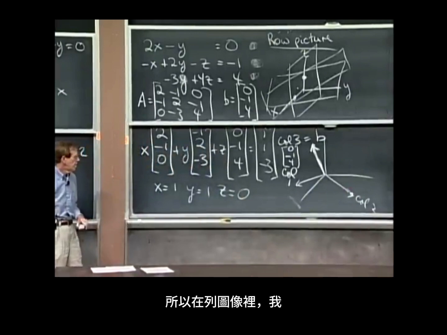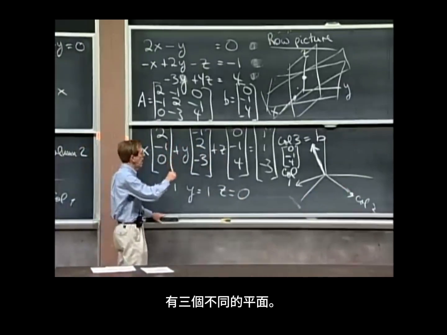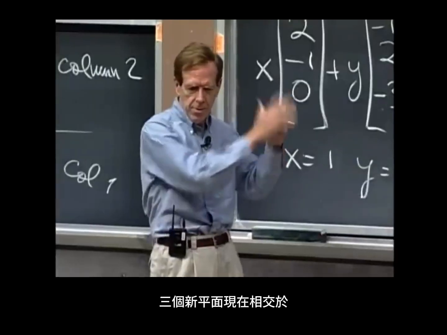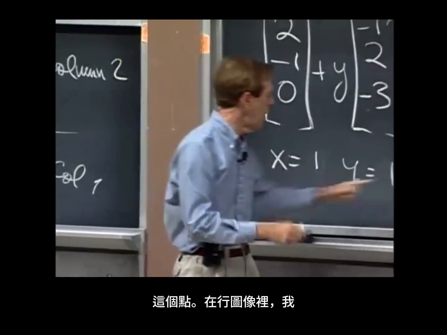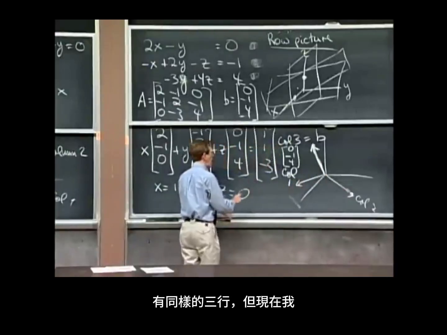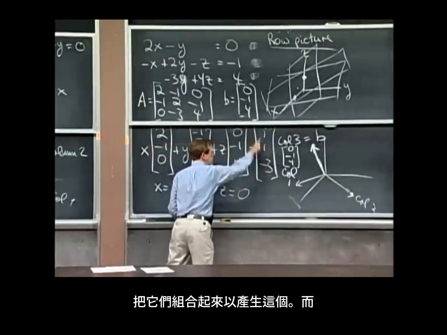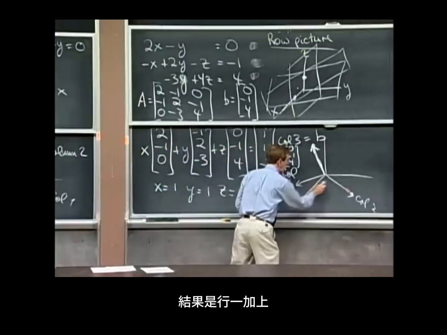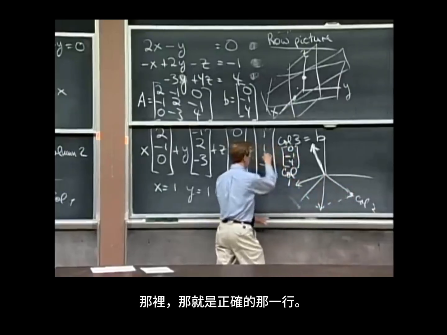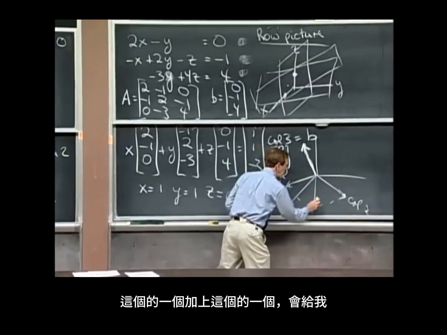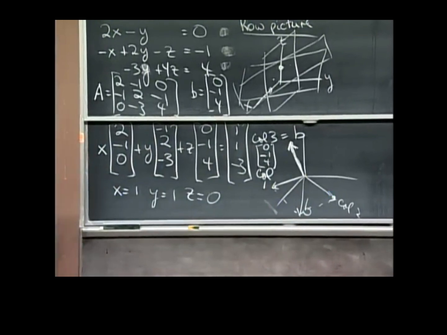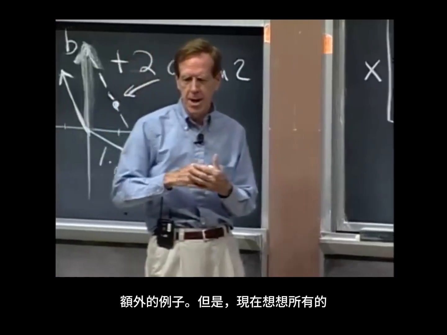Okay. So in the row picture, I have 3 different planes. Three new planes meeting now at this point. In the column picture, I have the same 3 columns, but now I'm combining them to produce this guy. And it turned out that column 1 plus column 2 is the right combination. One of this and one of this would give me the new B. Okay, so that's like we squeezed in an extra example.